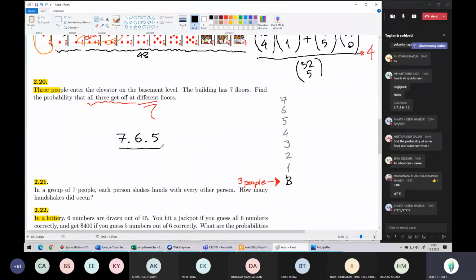And over the sample space, yes, Ahmed is right. My sample space is 7 times 7 times 7 because in the sample space there is no constraint. All three can get off at each floor. They each have 7 choices. So this is my sample space, okay? And the favorable outcome says the first one can exit on 7 different floors, the second one 6 choices, the third one 5 choices, other than the first two. Okay?